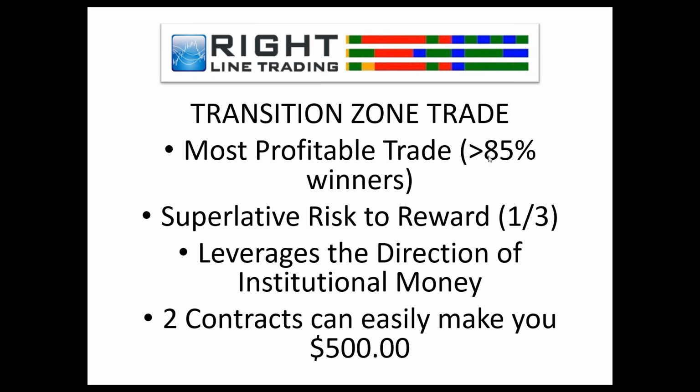And I'm going to show you these entries. The risk to reward is superlative. In the way that we've configured the trade, your maximum average loss is $150. And you can win as much as $600 to $700 on a single trade or on 2 contracts if you're trading futures, 2 lots if you're trading Forex, and a very small number of contracts if you're day trading options. And it leverages the direction of institutional money. And like I said, 2 contracts can easily make you $500 plus.